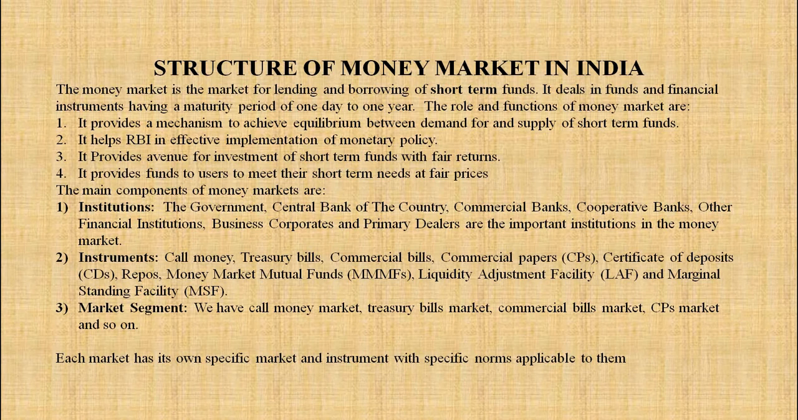Now, what are the components of money market? Number 1, the institutions. In that, the government, the central bank of the country, commercial banks, cooperative banks, other financial institutions, business corporates and primary dealers are the important institutions in the money market.